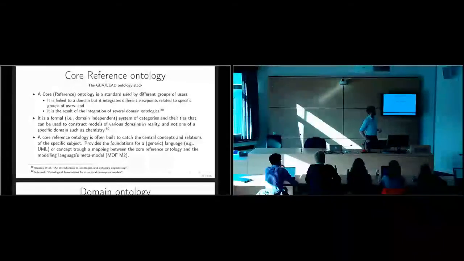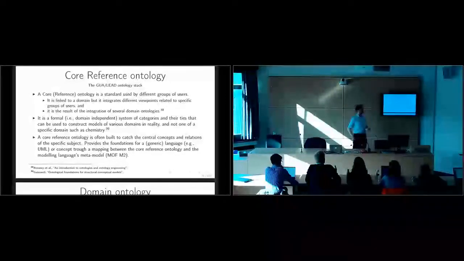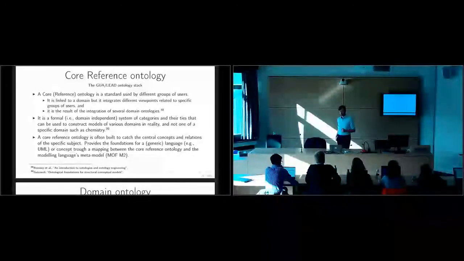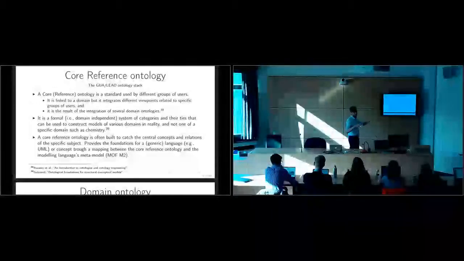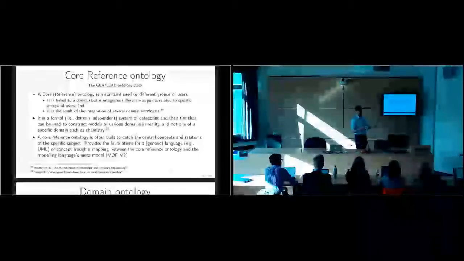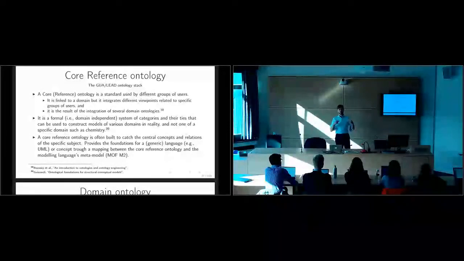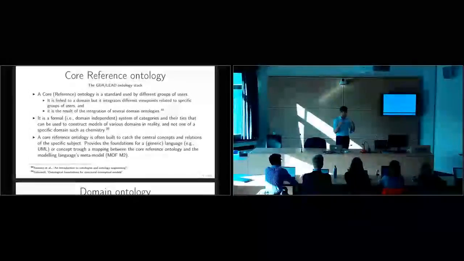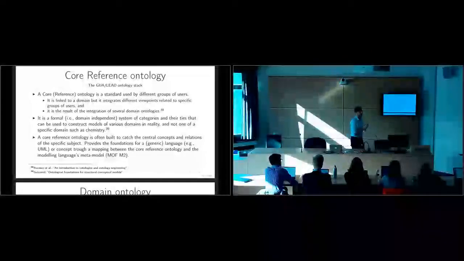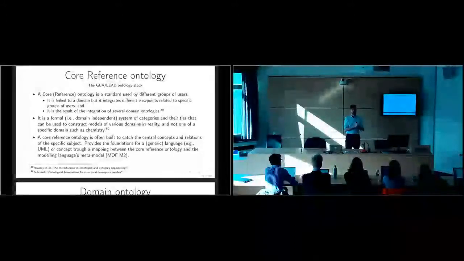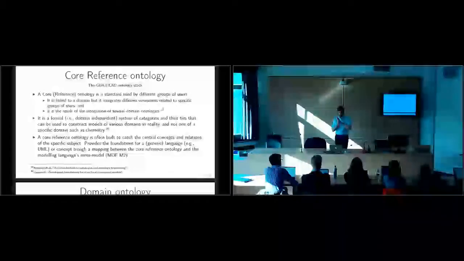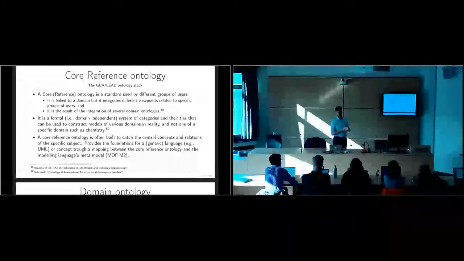A core reference ontology is a standard used by different groups of users. Different domains will reuse the same semantics. So in the core reference ontology you find words and meaning that are useful in different subdomains of your reality. For example, we have a core reference ontology for business.